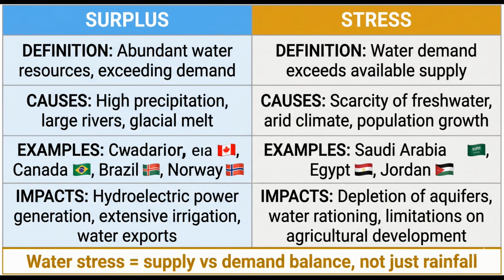The key line at the bottom of the screen: water stress is about supply versus demand, not just about rainfall. That is the critical insight for the Singapore case coming next.